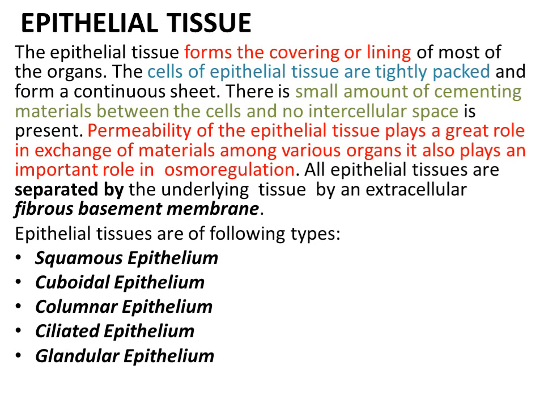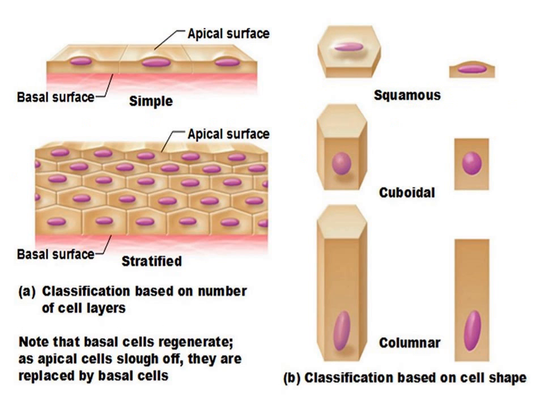Okay, now these epithelial tissues, on the basis of the number of layers and the shape of cells, are further classified as simple squamous epithelium, cuboidal epithelium, columnar epithelium, ciliated epithelium, glandular epithelium and so on. So we are going to discuss them now. See, this diagram is showing you the arrangement of the cells, and the different shapes of the cells which form the epithelial tissue.